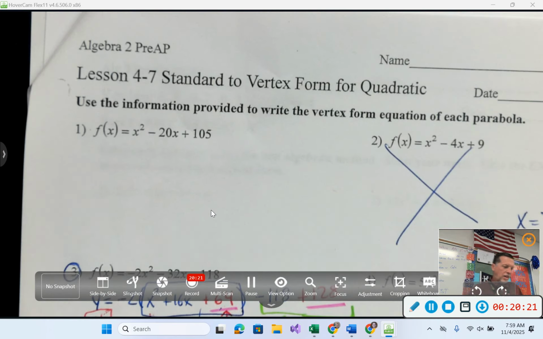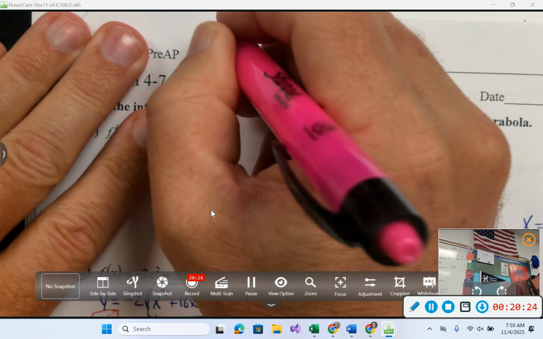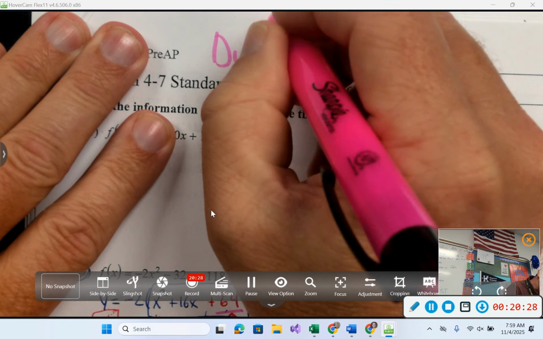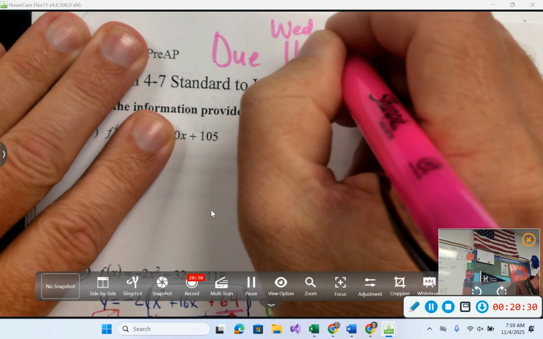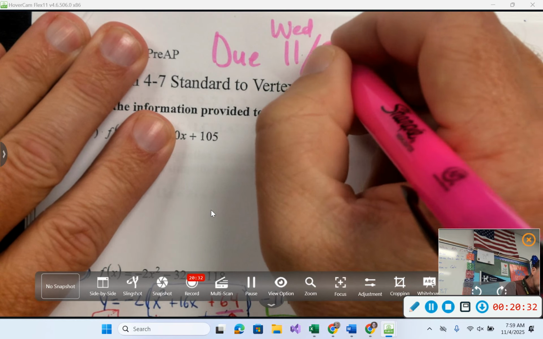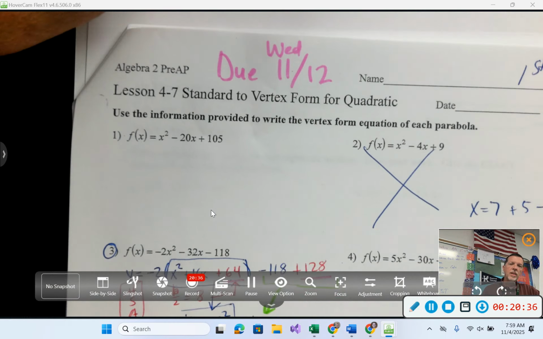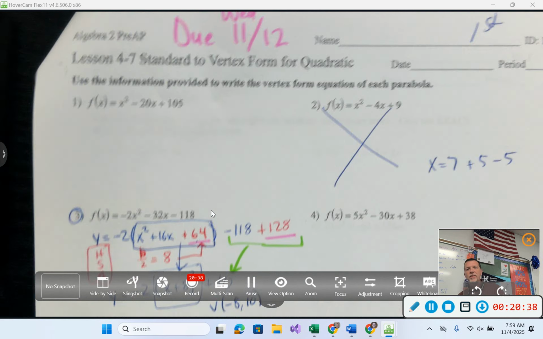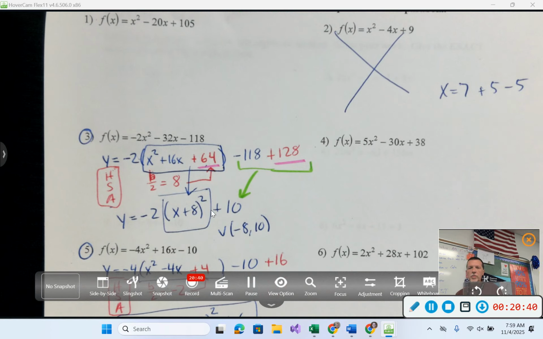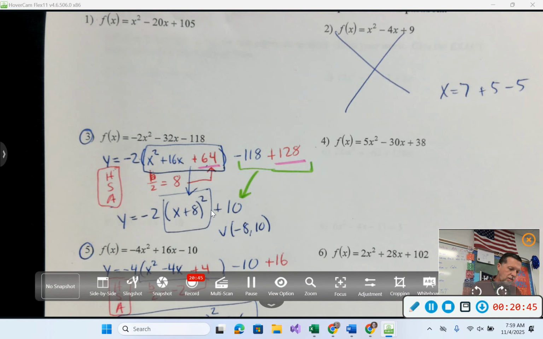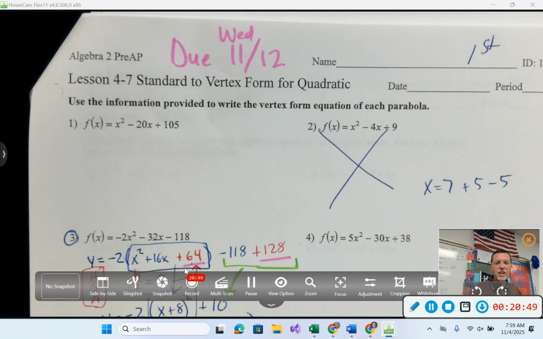So, I guess maybe to help some of you later, let's go ahead and label this as due next Wednesday, November 12th. Basically, the rest of the packet's due next Wednesday, November 12th. So you've got 15 minutes left. If you can do one in every 3 minutes, you can finish before you leave. Perhaps another no homework night.